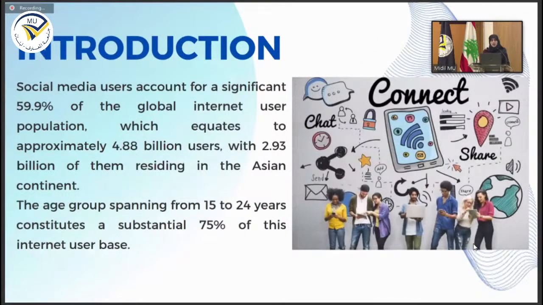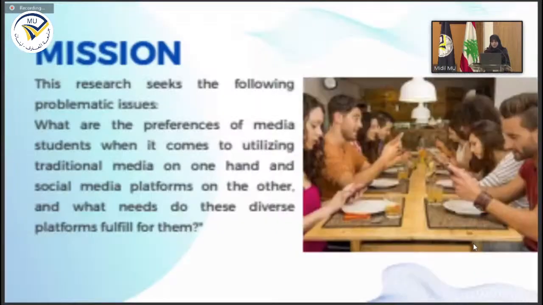Also, along with some significant percentages worldwide, social media users account for a significant 59.9% of the global internet user population, which equates to approximately 4.88 billion users, with 2.93 billion of them residing in the Asian continent. Moreover, the age group spanning from 15 to 24 years constitutes a significant 75% of this internet user base.